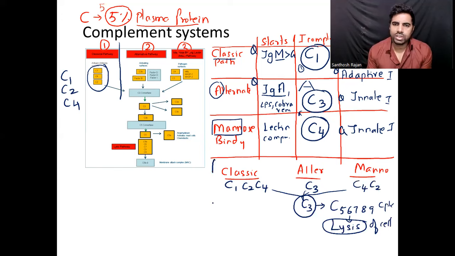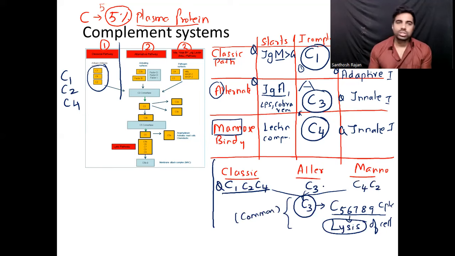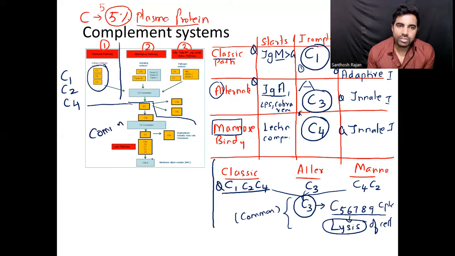This funda is very important. Then the rest are all easy. Okay. So C1, C2, C3 is important here. Here C3, C3. And finally, they form a complex. This is the common pathway. This is common for all. C3 onwards everything is common for all. So see here, if you remember, C3 started, then finally it ends in this. It forms a C5 to 9 complex and destroys the cell. That's it. This is the basic you remember.